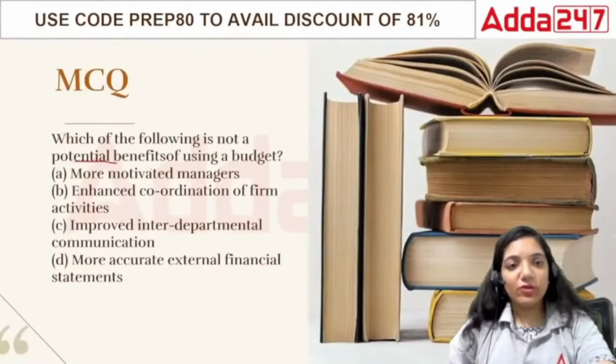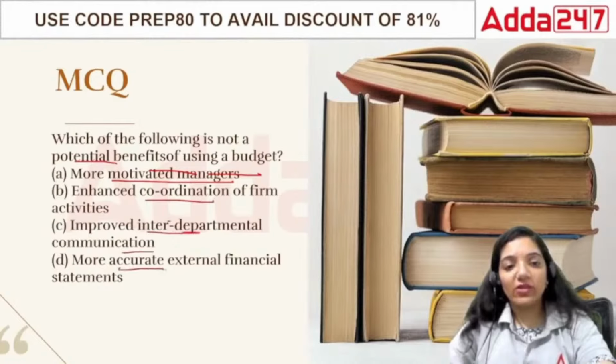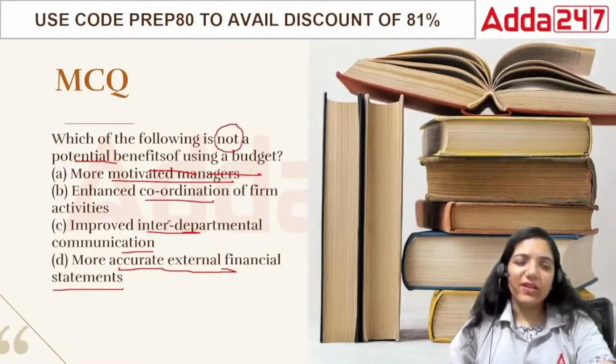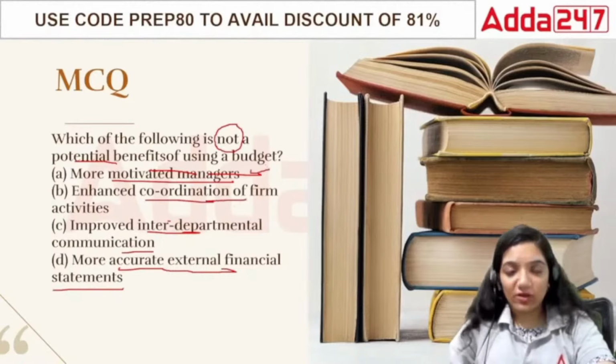Which of the following is not a potential benefit of using a budget? More motivated managers, enhanced coordination, improved interdepartmental communication, or more accurate external financial statements. What would be the answer in this case? Which of the following is not a potential benefit? A budget really motivates managers because they keep themselves in control. It enhances their coordination. It improves their interdepartmental communication and more accurate.